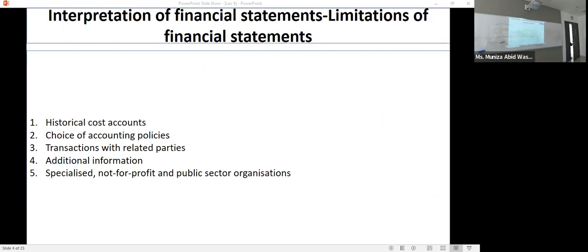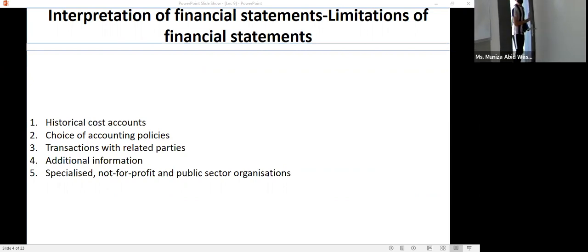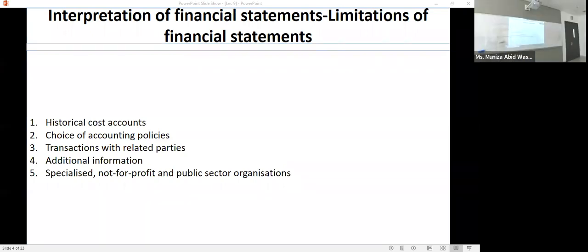Now, we are done with the ratios. We are done with the discussion of the ratios. Now we have to discuss the limitations of the financial statements and the limitations of the ratios, limitations of the ratio analysis. We have discussed up till now that we do use ratio analysis in order to interpret and determine the financial position of the organization.